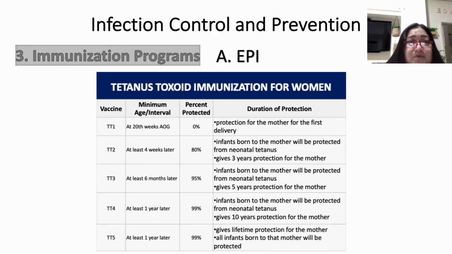Another is the tetanus toxoid immunization for women, TT1 until TT5. So I hope you read, study, and review this chart. When given to women of childbearing age, vaccines that contain tetanus toxoid do not only protect women against tetanus, but they also prevent neonatal tetanus in their newborn infants. Kaya madalas na ibibigay ito dun sa mga buntis.